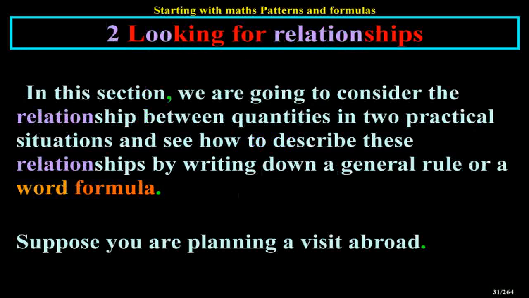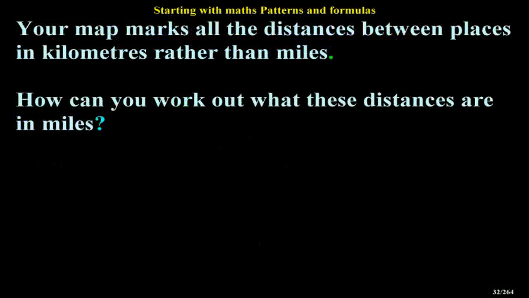2. Looking for relationships. In this section, we are going to consider the relationship between quantities in two practical situations and see how to describe these relationships by writing down a general rule or a word formula. Suppose you are planning a visit abroad. Your map marks all the distances between places in kilometers rather than miles. How can you work out what these distances are in miles?